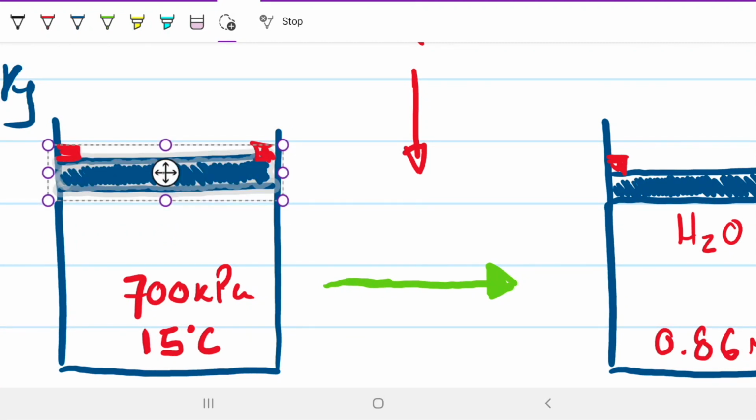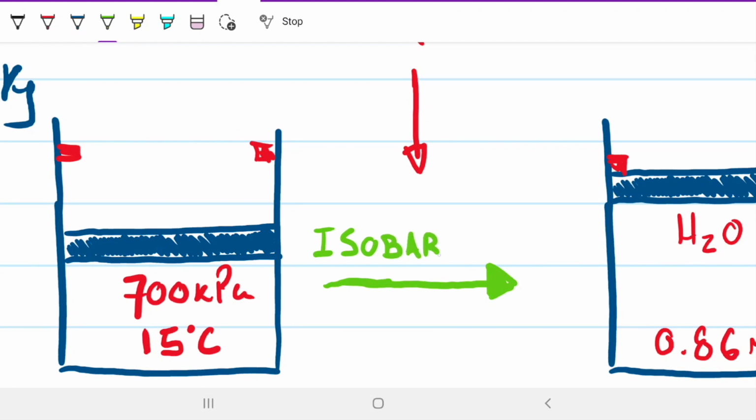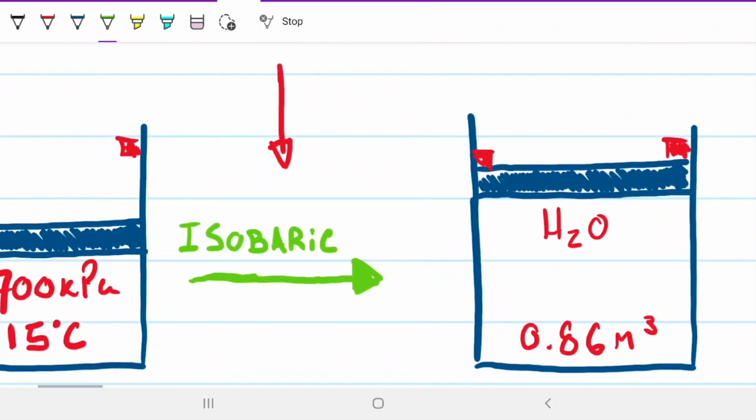Because this is happening with the pressure always staying at 700 kilopascals, this is considered an isobaric process, right? That is a process that happens at constant pressure. Note that my pressure is always varying around 700 kilopascals. It goes to 701, back to 700, 700.5, back to 700, and so forth. So I can be sure that by the end of this process, when it reaches the stop, the pressure has to be the same as the pressure in the beginning. So that also has to be 700 right here.